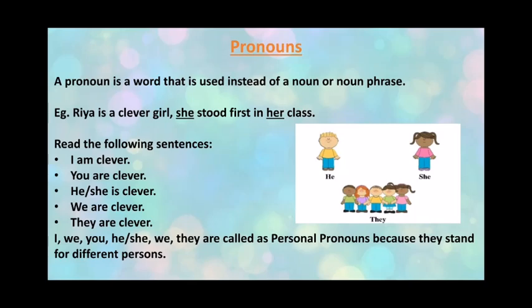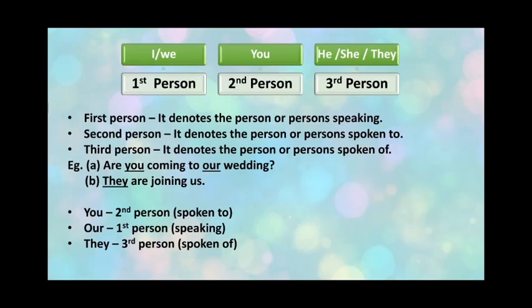Now children, I and we stand for the first person. So, first person denotes the person or persons speaking. You is for the second person. So, second person denotes the person or persons spoken to. He, she, they are the third person. So, children, the third person denotes the person or persons spoken of.